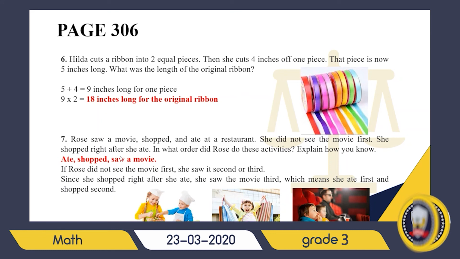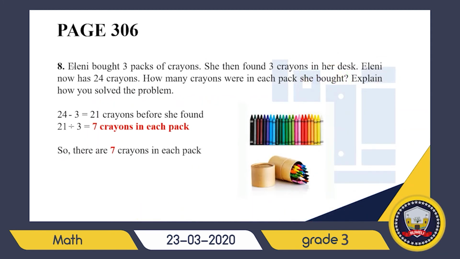But how can I know if saw a movie will be the first one or the third one? It says she did not see the movie first. So I cannot put it as the first one. In this situation, she saw a movie in the third step, right? First of all, she ate at a restaurant, then she shopped, and then she saw a movie. Good job. Okay, let's check question 8.